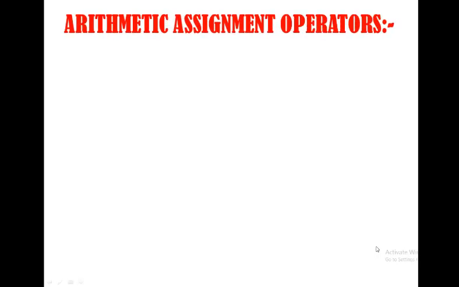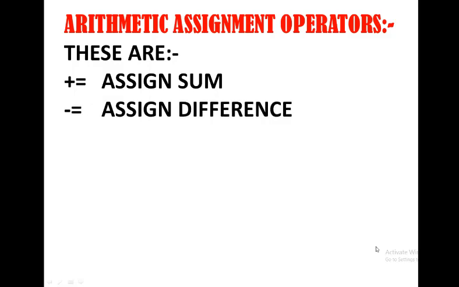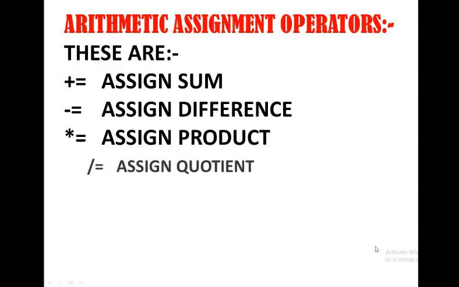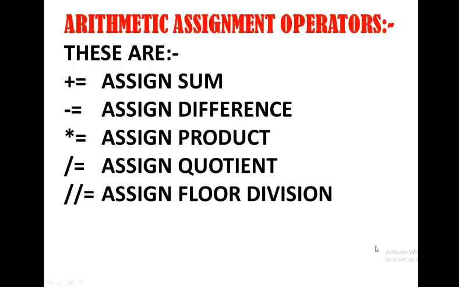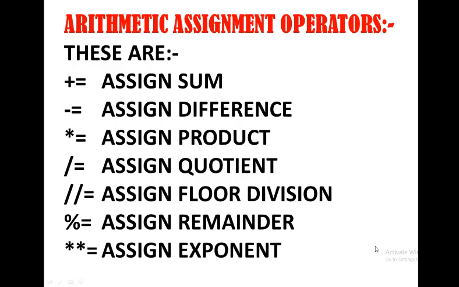Next we will study the arithmetic assignment operators in Python. These are plus equal to, which assigns the sum of the left hand side and right hand side values or variables to the variable on the left hand side. Next is minus equal to, which assigns the difference; asterisk equal to assigns the product; slash equal to assigns the quotient; double slash equal to assigns the floor division; percent equal to assigns the remainder to the left hand side variable; and double asterisk equal to assigns the exponent value to the left hand side variable.